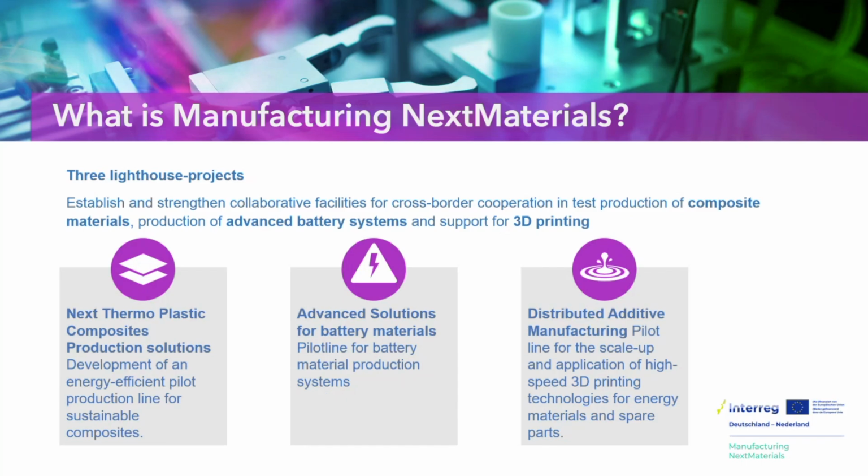Within the project, we have the open part, of which this project is a part, but we also have 3 lighthouse projects. The first one is Next Thermoplastic Composite Productions from Kato Composites and TPAC in Enschede, that develop an energy-efficient pilot production line for sustainable composites. Then we have Advanced Solutions for Battery Materials, in which the Fraunhofer Innovation Platform in Enschede works together with the University of Münster and Fraunhofer FFB in Münster. And then we have Distributed Additive Manufacturing, for which the University of Duisburg-Essen is really in the lead. These are examples.